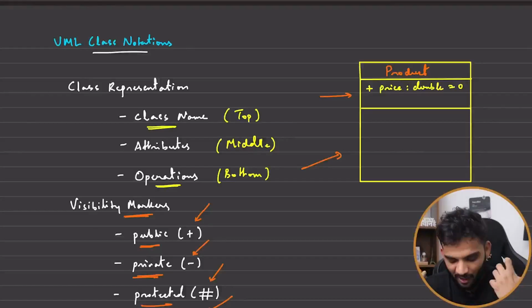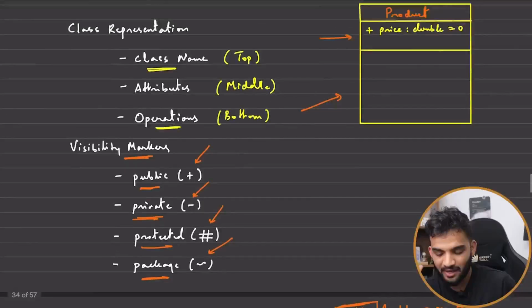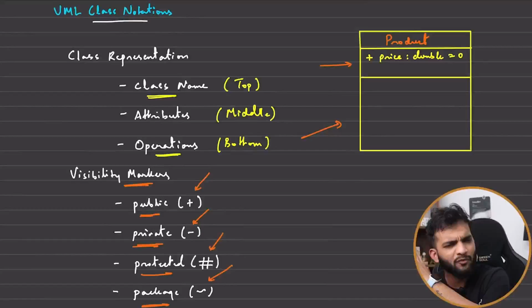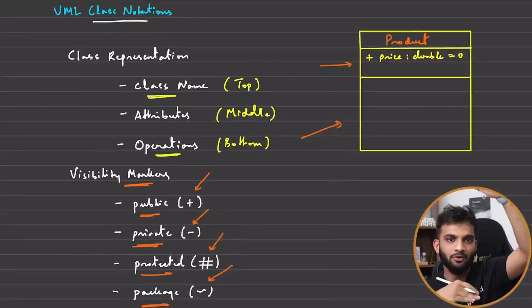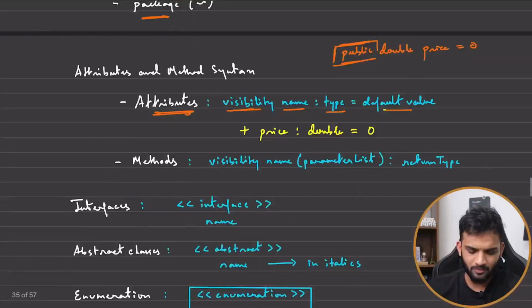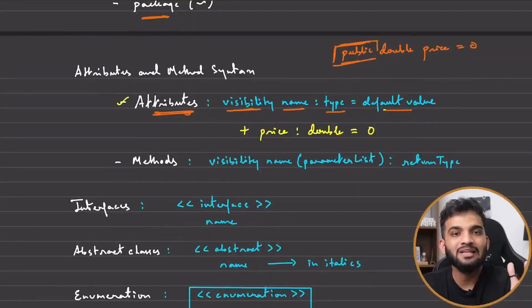Again, it could be private, it could be protected, it could be a package access specifier as well, but put it into the middle compartment. Whatever attributes you have, it could go very long. That is absolutely fine. Perfect. So you've understood how to present attributes in a class representation.